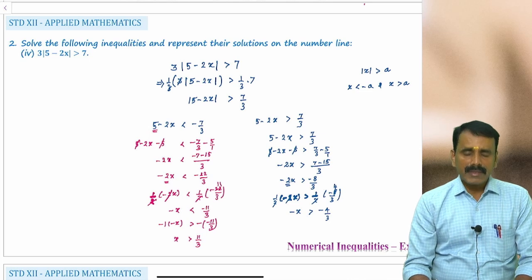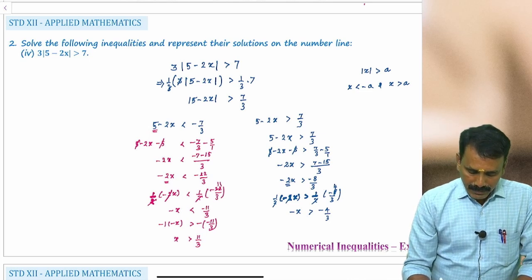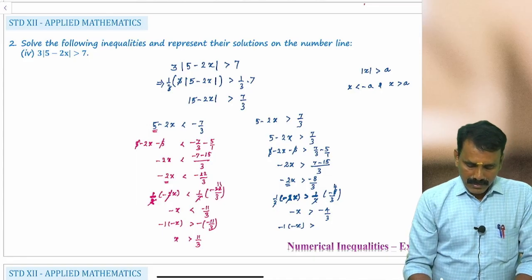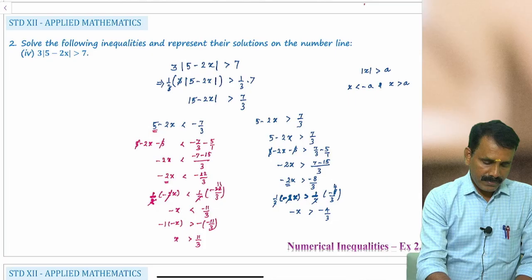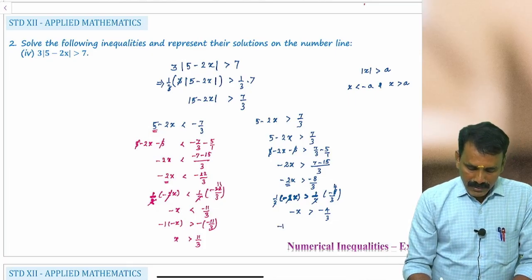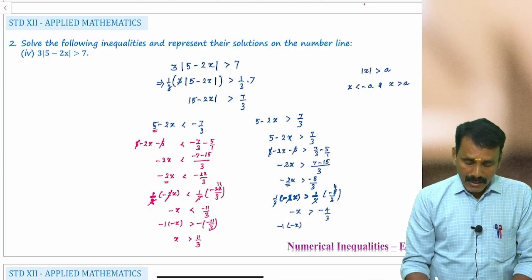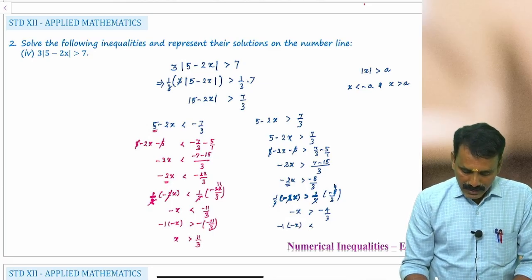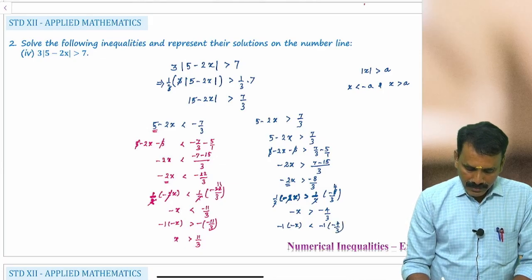I multiply by the negative symbol, or multiply with minus 1. So minus 1 multiplied with minus x will be strictly greater than... Whenever we multiply by a negative symbol, the inequality gets reversed. So it is less than minus 1 into minus 4 by 3. So minus into minus is plus. So x is strictly less than plus 4 by 3.